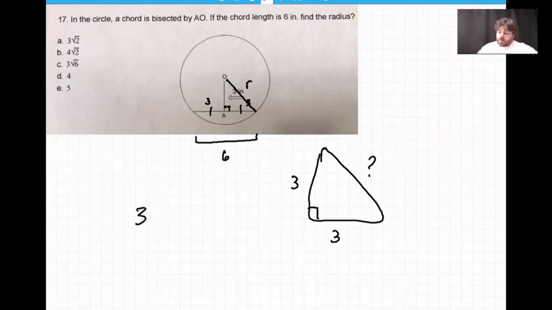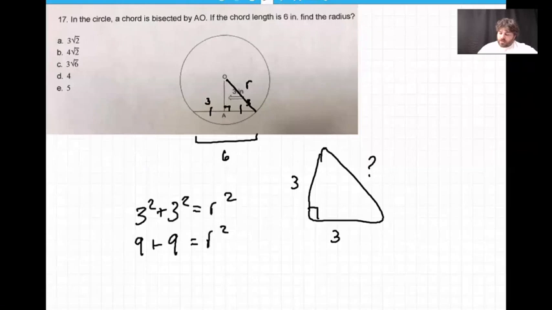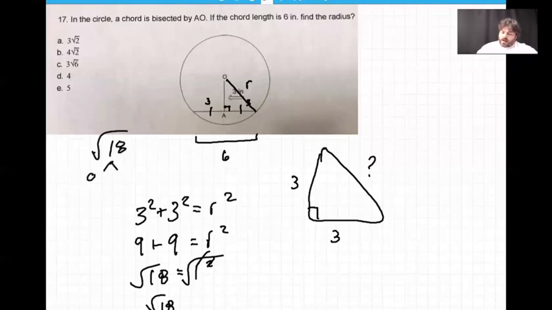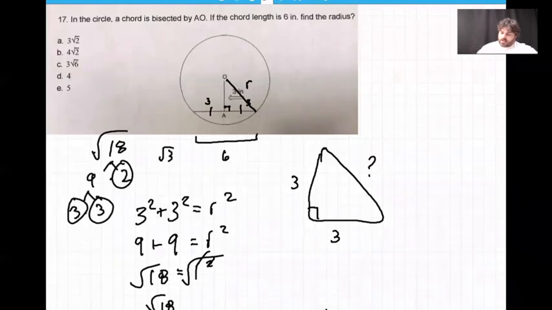So I could use 3 squared plus 3 squared equals the radius squared. And I get that this is 9 plus 9 equals the radius squared. That's 18. And then I square root both sides. I get square root of 18 as my answer. Of course, none of those say square root of 18, so I have to break it down into 9 times 2. And this is 3 times 3. And this is 3 times 3 times 2. So really, it's root 3 times root 3 times root 2. These two come together to make a whole number and leave you with root 2 behind.